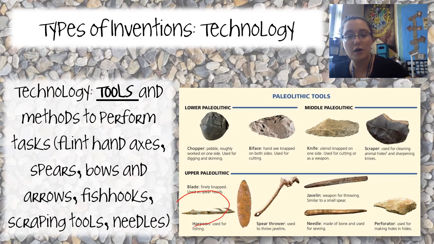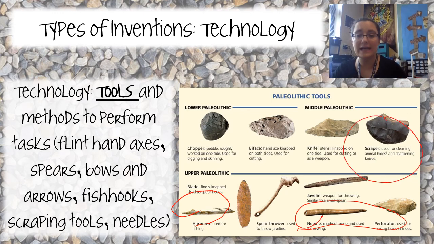So here we see a harpoon. We see needles for sewing. We see scrapers for cleaning animal hides. We see choppers for chopping up wood or skinning animals. So we were able to use all sorts of resources and create all sorts of technology to make hunting and gathering food much easier.